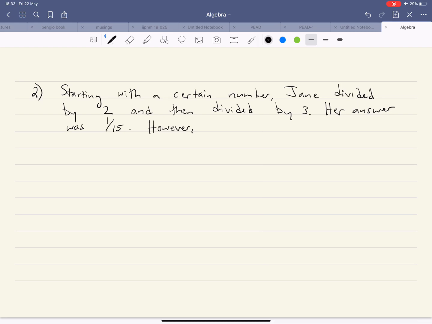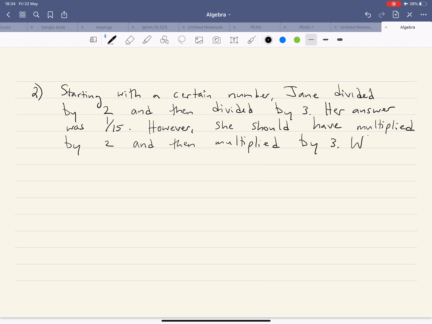However, she should have multiplied by 2 and then multiplied by 3. What is the correct answer?